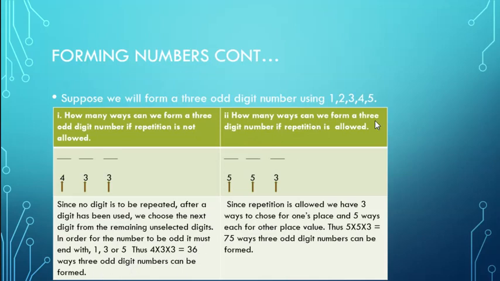And how many ways can we form a 3-digit odd number if repetition is allowed? If repetition is allowed, for the hundreds place, we can fill 5 digits, and for the tens place, we can select 5 digits, and for the ones place, since we only have 3 odd digits, we can only have 3 choices. Thus, multiplying all of them, 5 times 5 times 3 equals 75 3-digit odd numbers that can be formed.